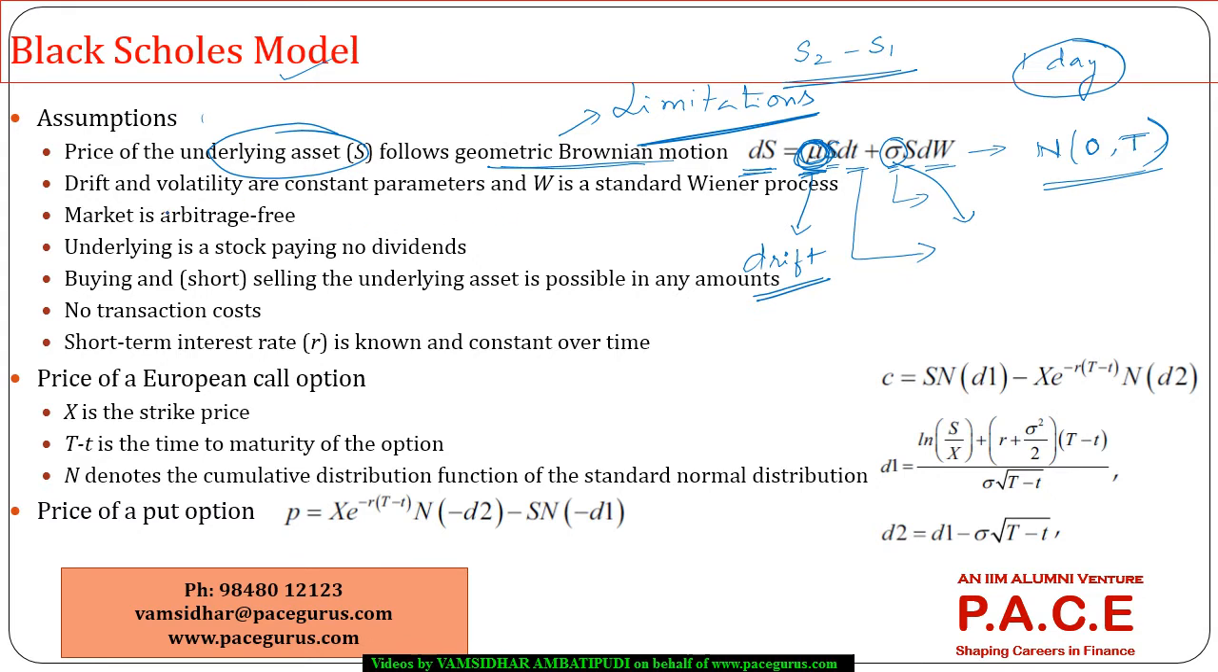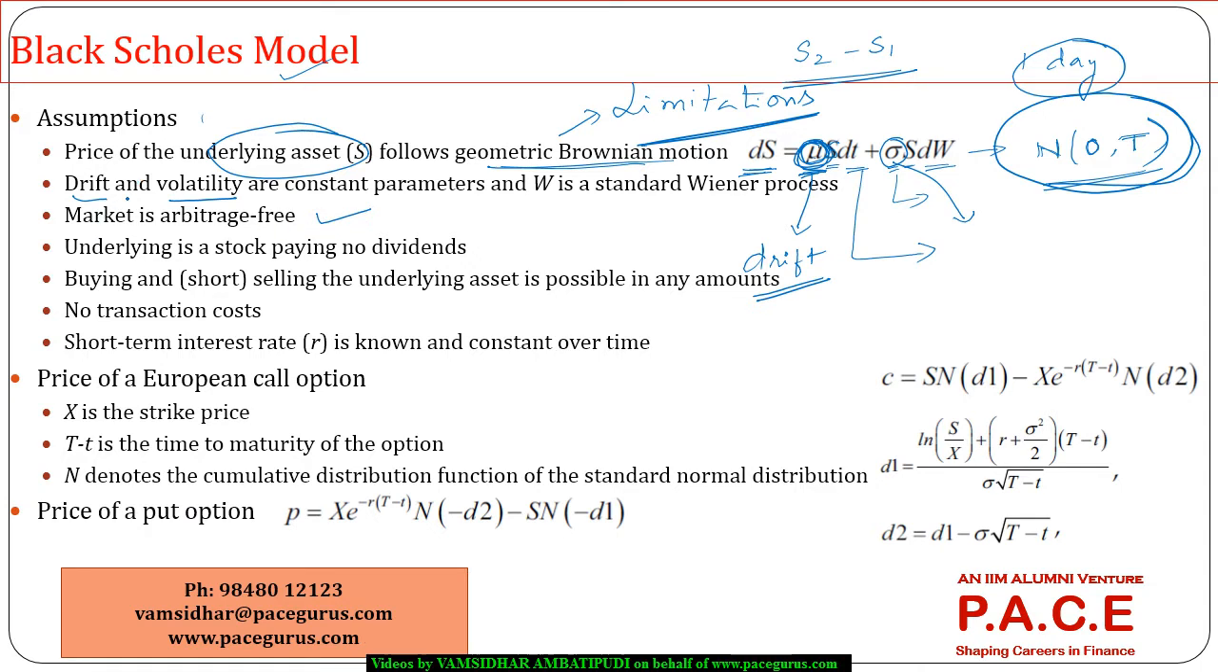The mean and volatility, which are the drift and the volatility, are constants, and W is a standard Wiener process. The standard Wiener process comes with this kind of notation, and it says the market is arbitrage free. There are no arbitrage opportunities.